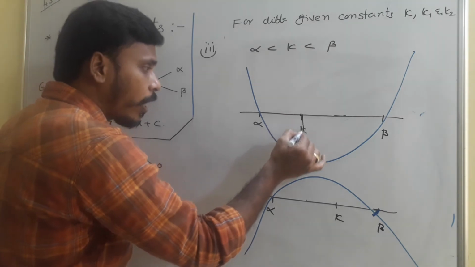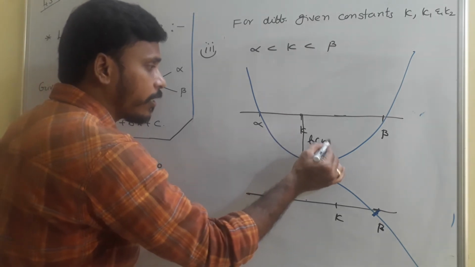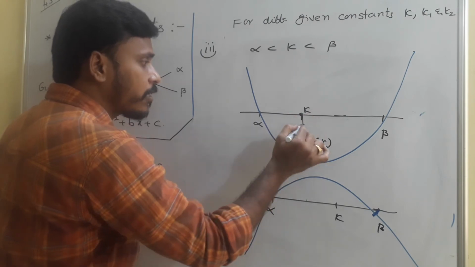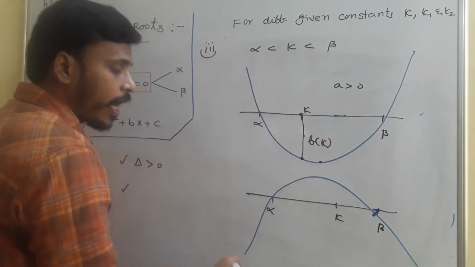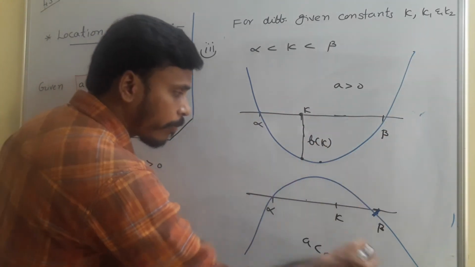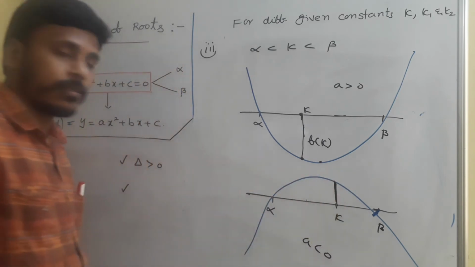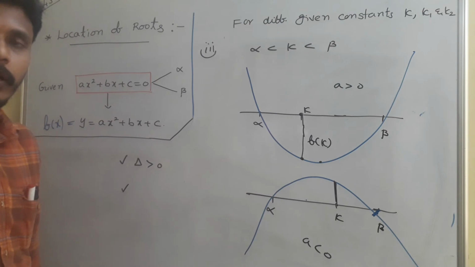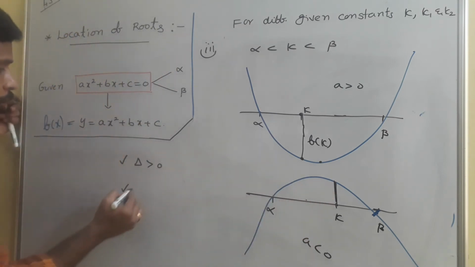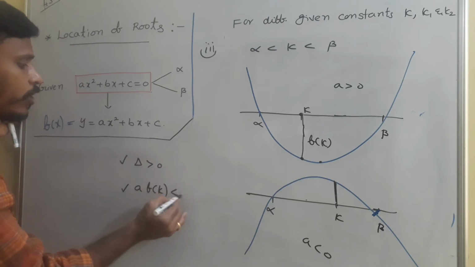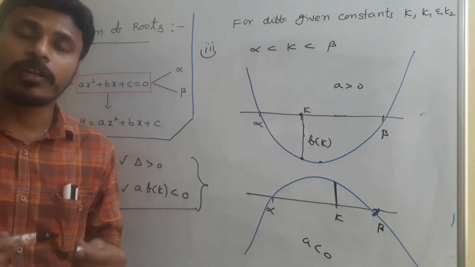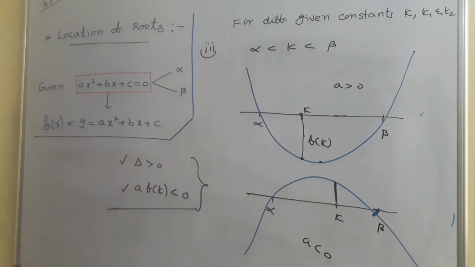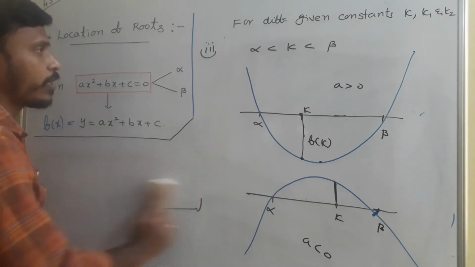But here at k, what do you say about the point? This length is f of k, as I said. This point is k and this length is f of k. F of k is negative, but a is greater than 0 because it is an upward parabola. And in this case, a is less than 0, downward parabola, and f of k is above the x-axis. So a positive, f of k negative. A negative, f of k positive. So a into f of k is negative in this case. So there ends, these two are the conditions. If the roots are on either side of a constant k, then the conditions are delta greater than 0 and a into f of k less than 0. Okay, there ends the conditions for the third case.